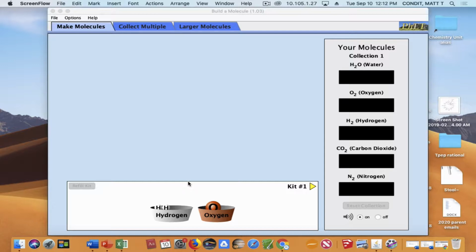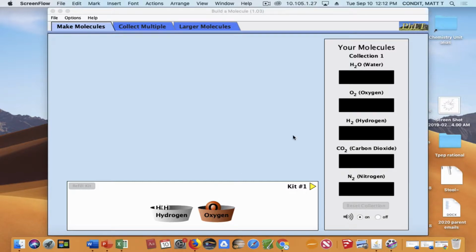So what we want to do in this activity today is learn how to read and write chemical names, understand the difference between a molecule and a compound, even though it's a pretty small difference, and some other basic chemistry concepts. So we're going to start here by building some molecules. And again, molecules are collections of atoms.